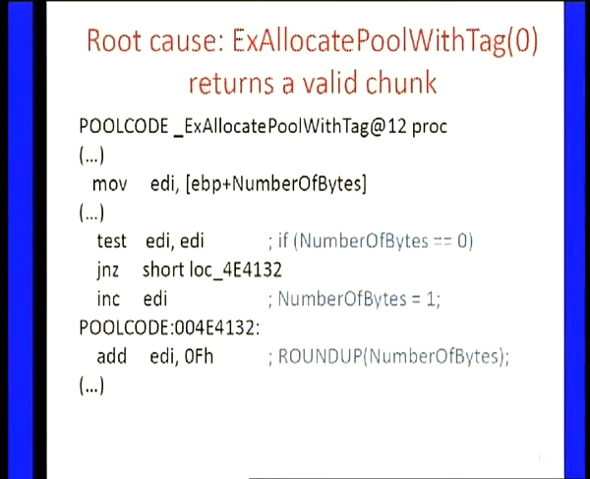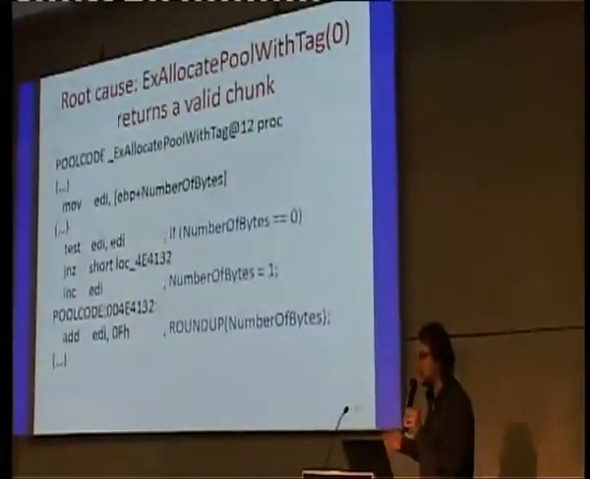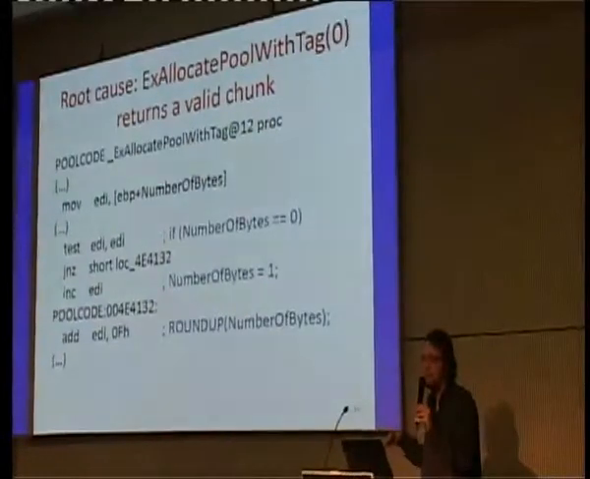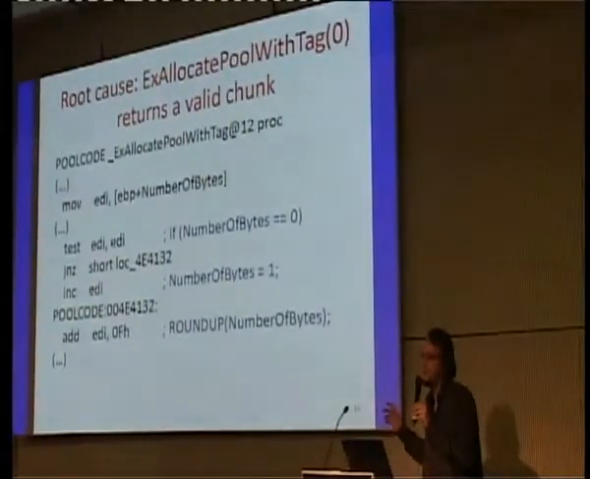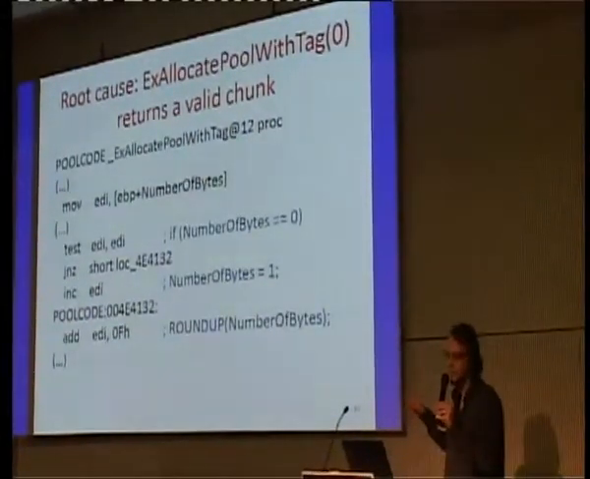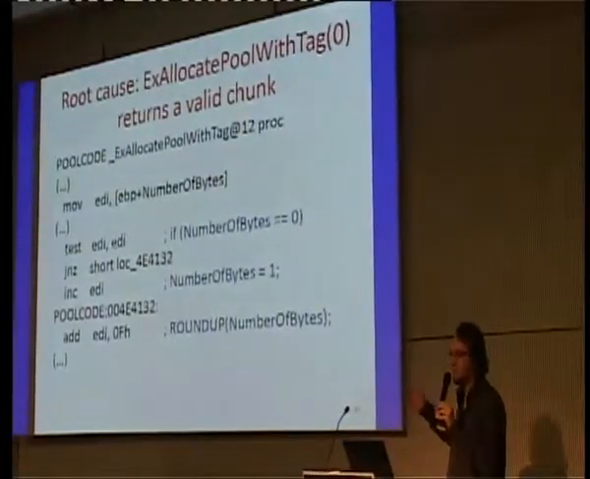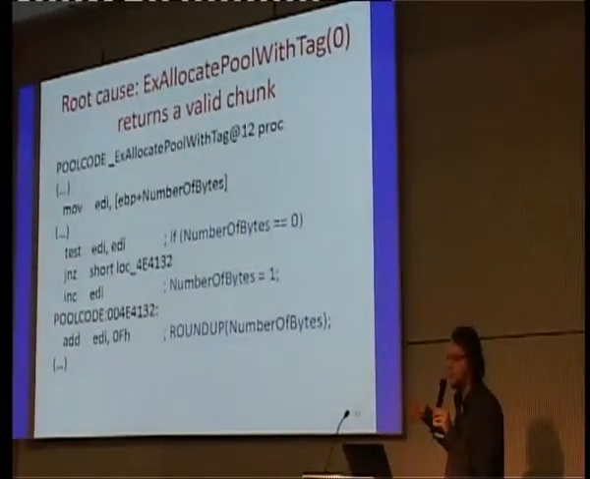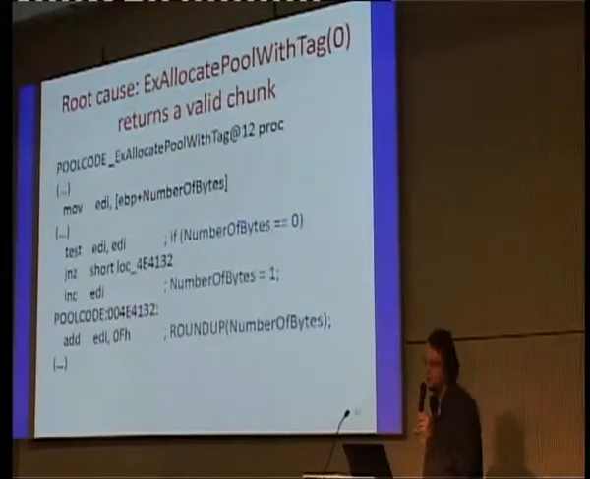that if the EDI register is 0, then it's incremented, and then it's rounded up. So rounded up plus 15, which makes 16. So it means that if you do zero allocation, sometimes it's not a bug. Sometimes nothing happens. If you don't touch the pointer, nothing happens. If you touch the memory below 16 bytes, nothing happens. However, if you dereference the field of a structure that is beyond the 16 bytes offset, then this is where you start to have memory corruption.